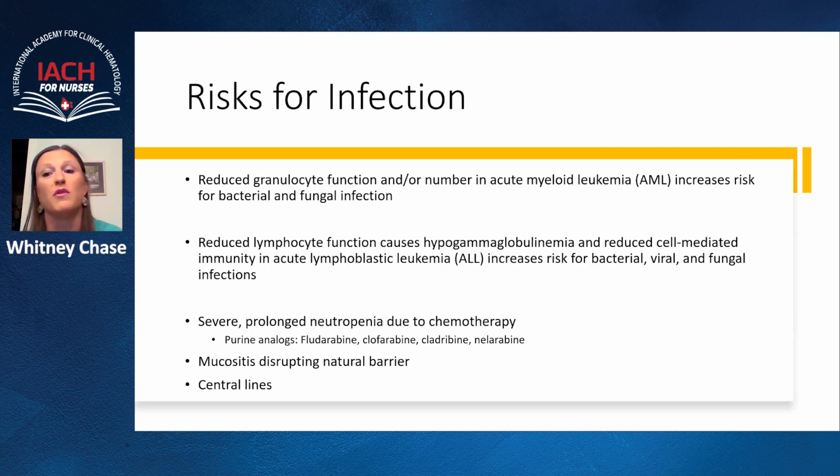We can also see mucositis, which disrupts the natural barrier we have throughout our GI tract, putting patients at high risk for direct infection of the sores or for translocation of bacteria. The same is true for the cutaneous barrier of patients who develop rashes or wounds, and certainly central lines or other tubes are potential sources of infection.